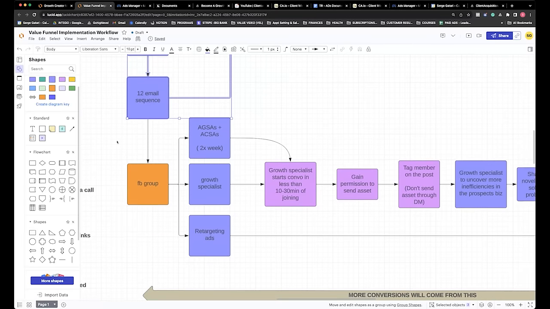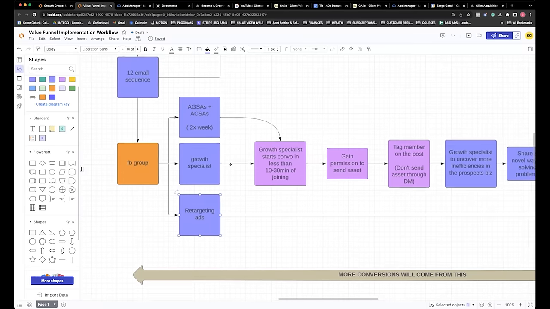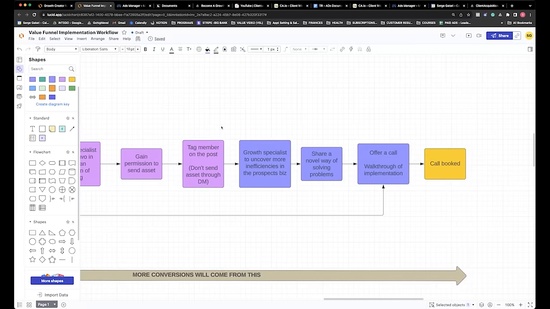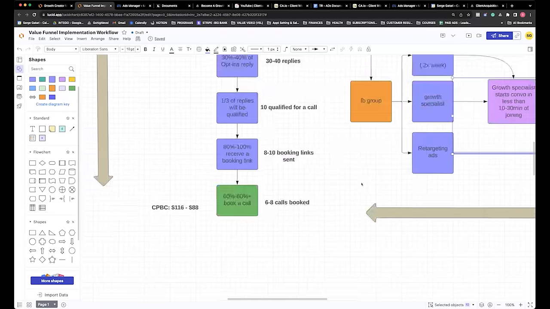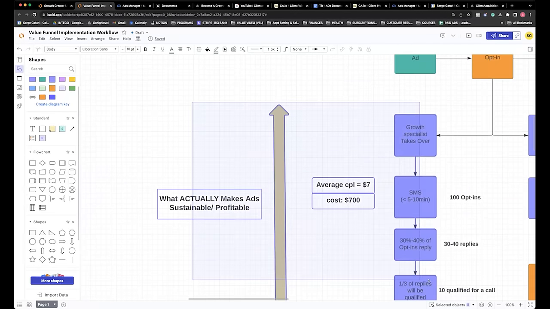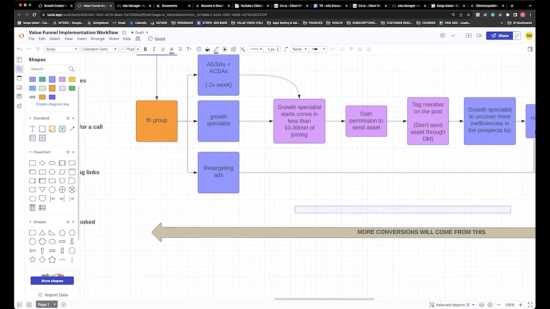And then you also want to send people to your Facebook group. Why a Facebook group? Because you're going to be putting out attention-generating sales assets, some content. You're going to have a GS there. You're going to have some retargeting ads there. So every time you put up a piece of content and someone engages with it, you start a conversation again. And then you try to book them on a call. So this conversion happens faster, but this also converts more leads over time.